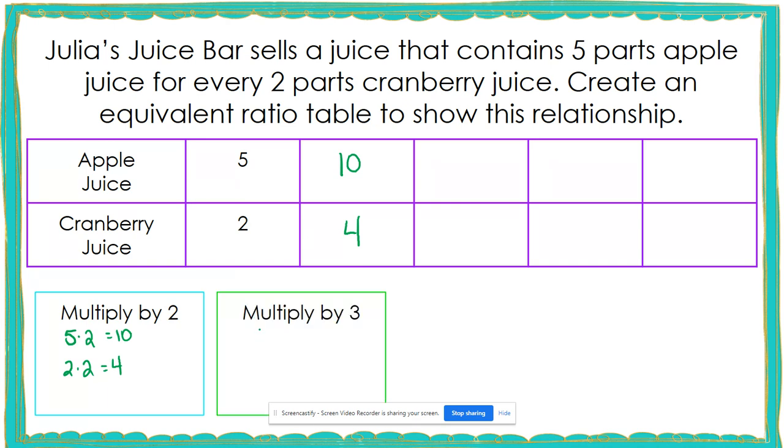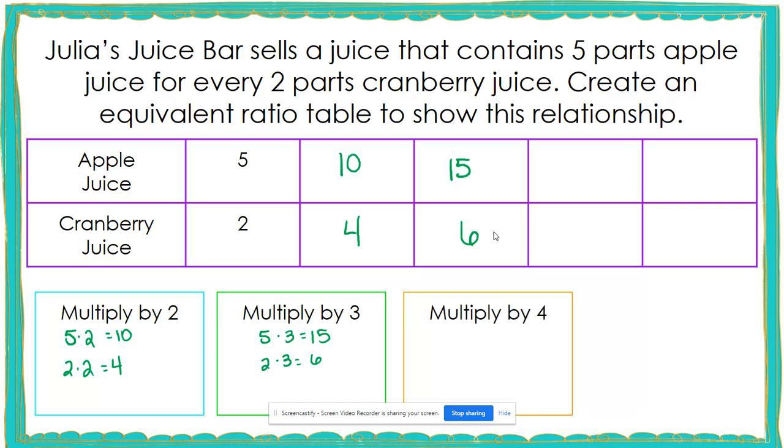Next, I'm going to multiply by 3. So I'm going to take my 5 parts of apple juice and multiply by 3, which would give me 15. And I'm going to take my 2 parts of cranberry juice and multiply by 3, which would give me 6. So for every 15 parts of apple juice, I would have to have 6 parts of cranberry juice.